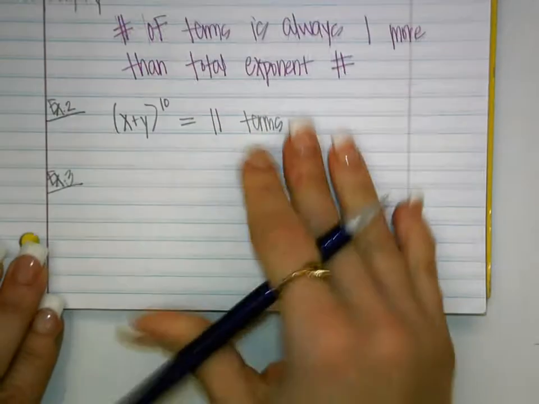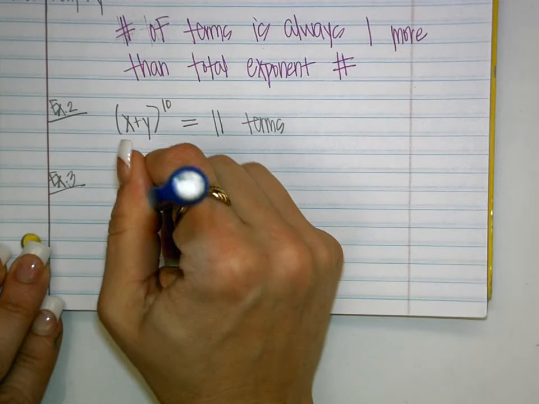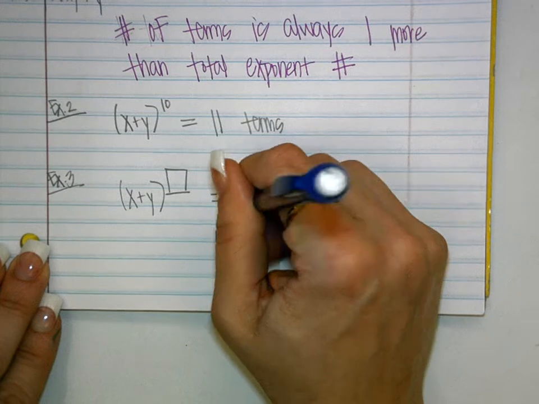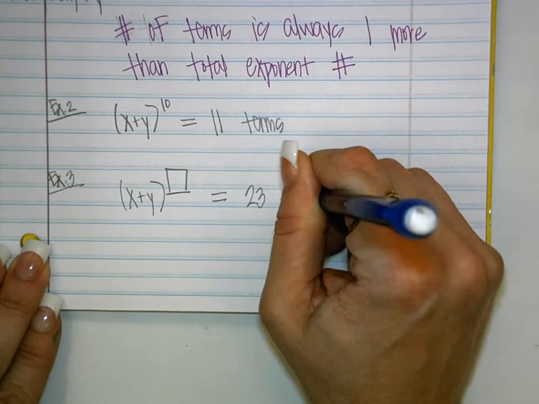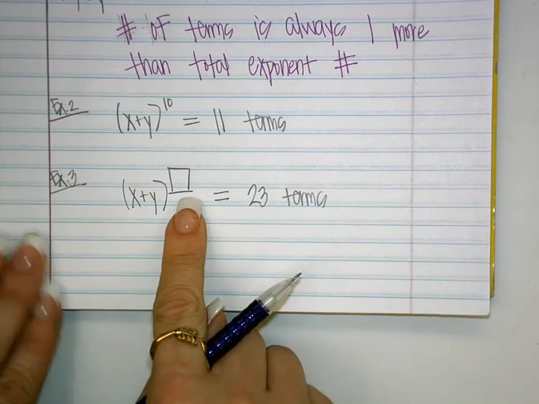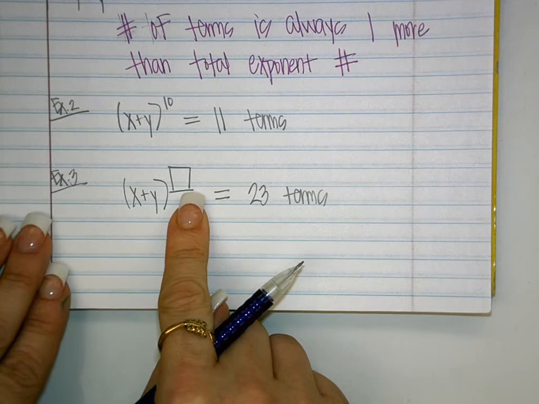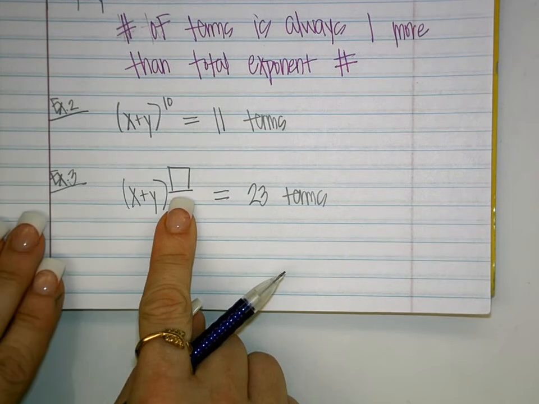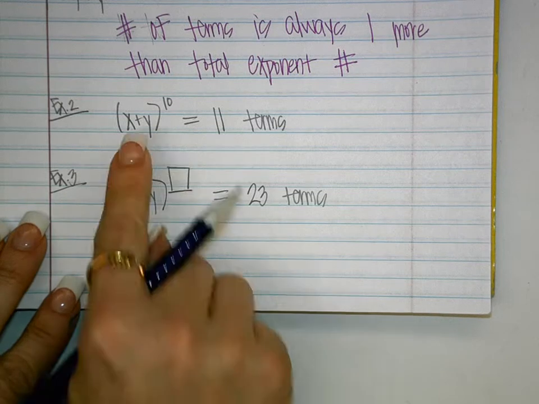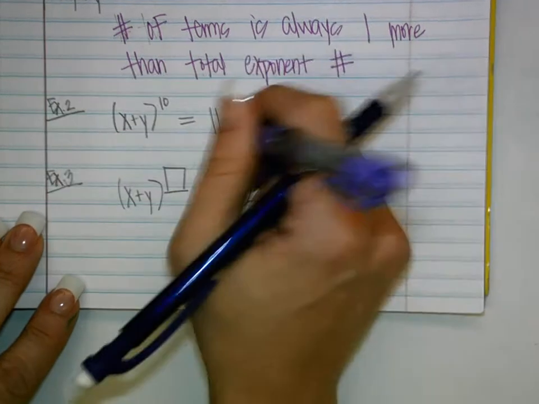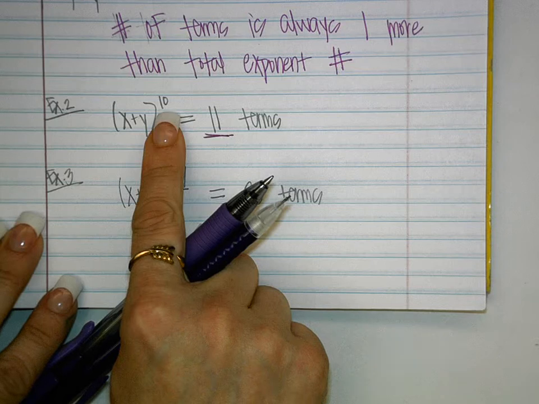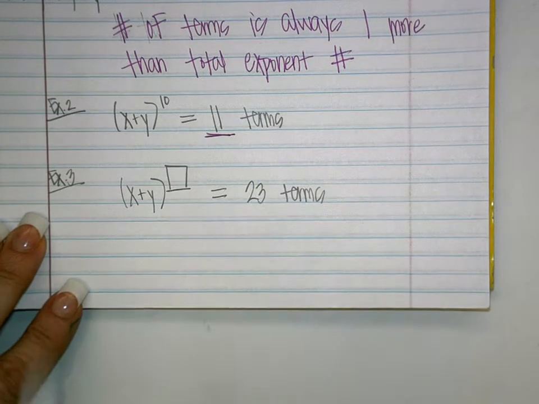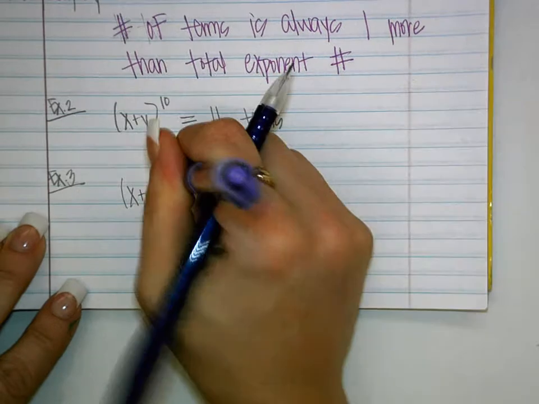Number 3, also relatively simple. x plus y to what exponent value would have 23 terms? Do you add 1 or do you subtract 1? Subtract 1. You have to be able to go forward and backwards here. If I give you the exponent value, you tell me how many terms there are. If I give you the number of terms, you have to go backwards. So this would have an exponent value of 22.